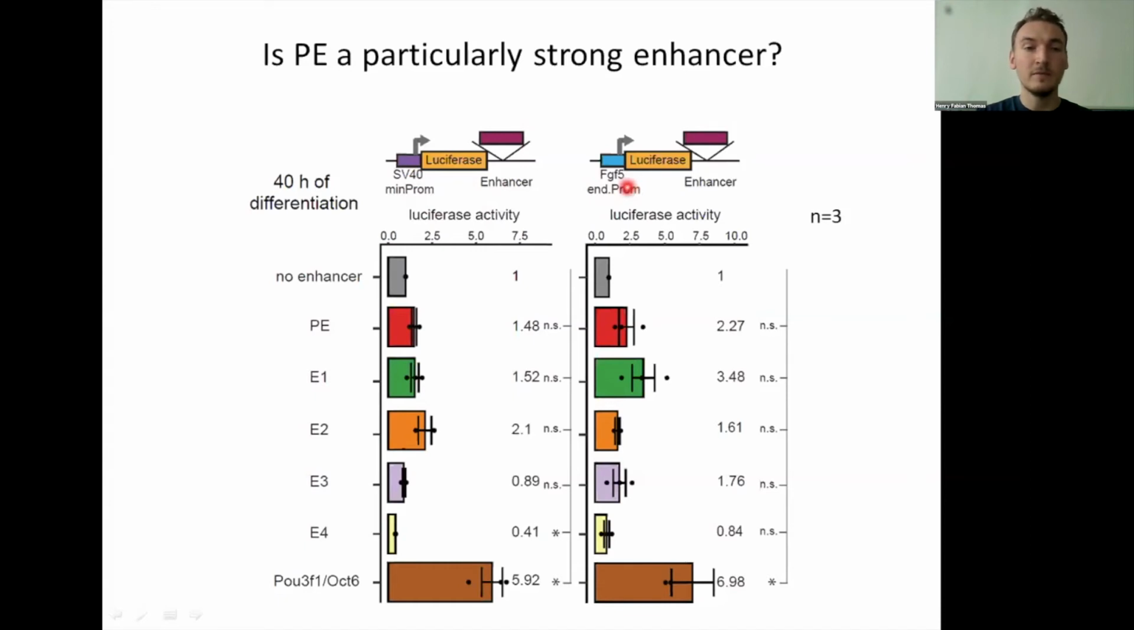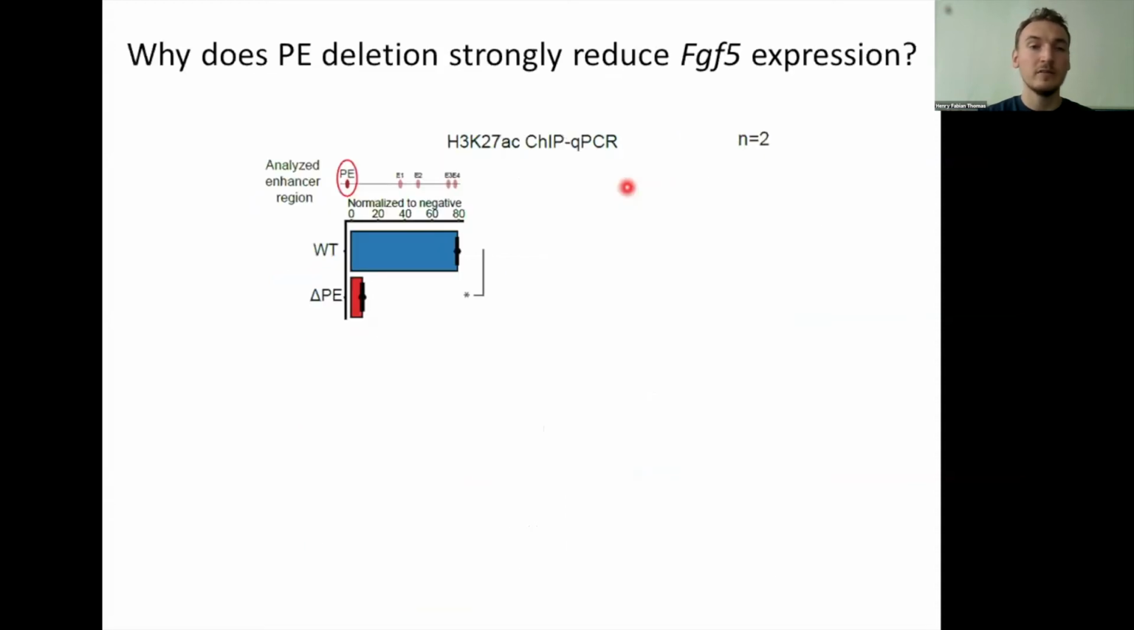So then why does PE deletion cause such a strong reduction in Fgf5 expression levels? An alternative explanation might be that PE regulates the activation of the entire locus, so that in the absence of PE, the other enhancers are not properly activated. To test this, we did a ChIP against the active enhancer mark H3K27 acetyl in wild-type cells and upon PE deletion. So at the PE enhancer itself, the K27 acetyl is strongly reduced. This is what we would have expected, so this serves as a nice control.